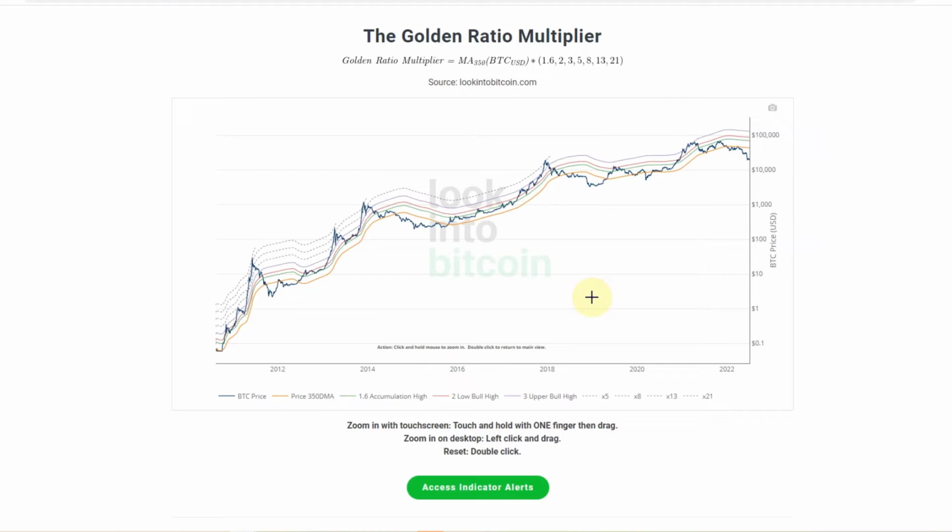So I just wanted to update you on that Golden Ratio Multiplier. Hopefully a useful video for you.